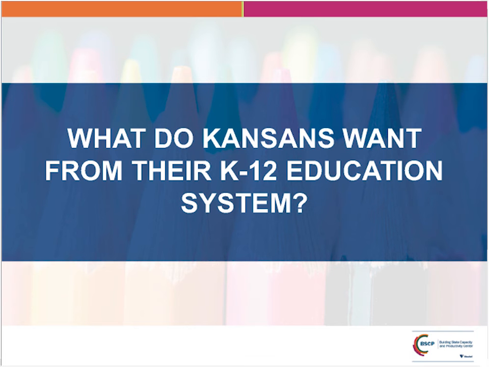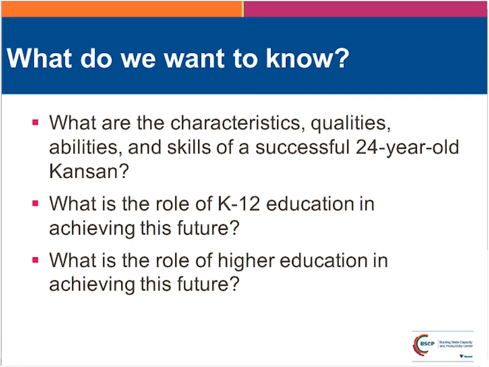So we formulated 3 simple questions about what we wanted to know. The first was, when we went out, we asked participants, what are the characteristics, qualities, abilities, and skills of a successful 24-year-old Kansan? There's nothing magical about picking 24. It could have been 30, it could have been 25. We were just trying to think of an age at which most people have completed their formal education and are embarking on a career. So that's why 24.